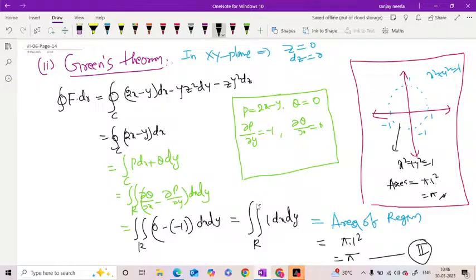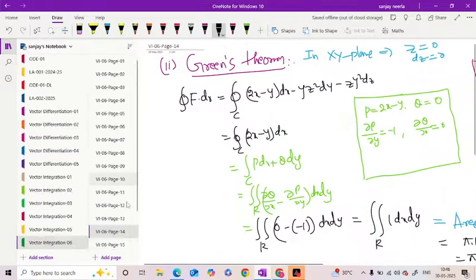Or you can do the normal integration. In the normal integration, you have 2 options. You can solve directly by using the Cartesian form, or you can use the polar form also. Anyway, here we will get the same result.